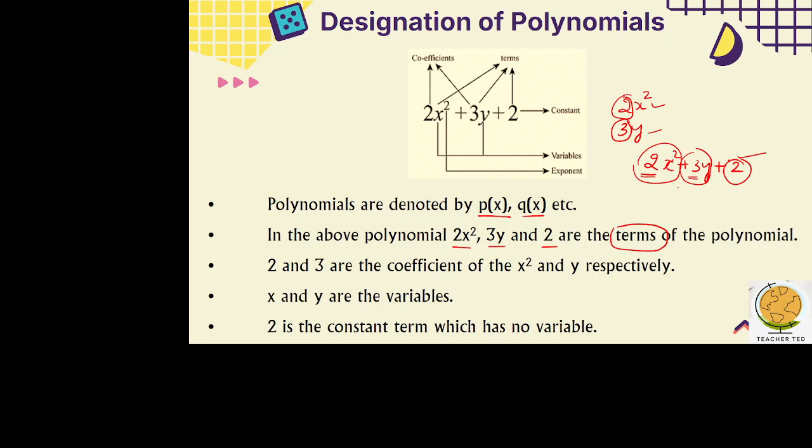If you want to represent any polynomial, it is in the form of p of x or q of x, or let us say y. If all the terms in the polynomial are in y, we can say q of y or p of y. In this polynomial, it's a mix of both. 2x square, 3y, and 2 are the terms of the polynomial. 2 is the coefficient of x square, 3 is the coefficient of y, and 2 is called a constant.